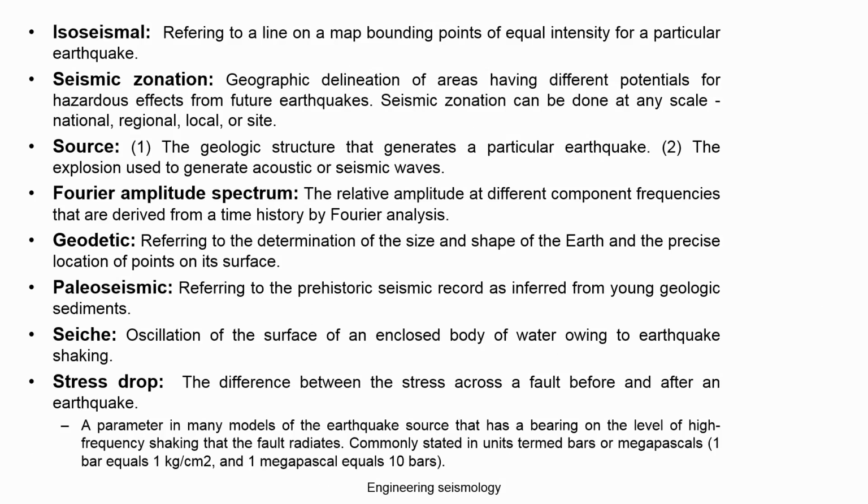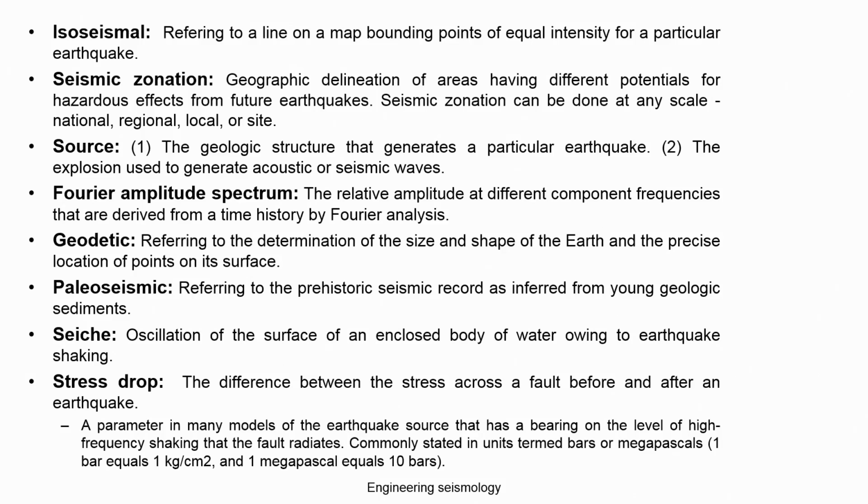Seismic zonation is basically the geographical delineation of areas having different potential for hazardous effects of future earthquakes. Last class I told you that the present Indian seismic code is not up to state-of-the-art knowledge. Seismic zonation should consider all the different earthquake hazards in the region, map those hazards and group them based on similarities. That is called seismic zonation. It can be done at any scale: national, regional, local and site scale.